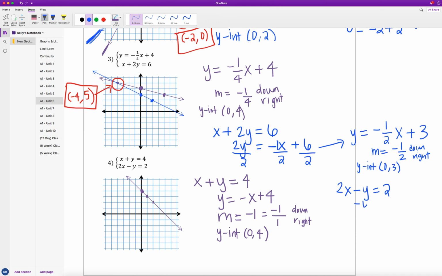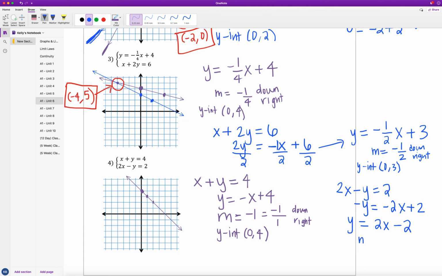To solve for y, I'm going to subtract the 2x, so I have negative y still equals negative 2x plus 2. The last thing I have to do to get y by itself is divide through by that negative, and I end up with positive 2x minus 2. Now that we have that information, why don't you guys pause the video and graph that line.